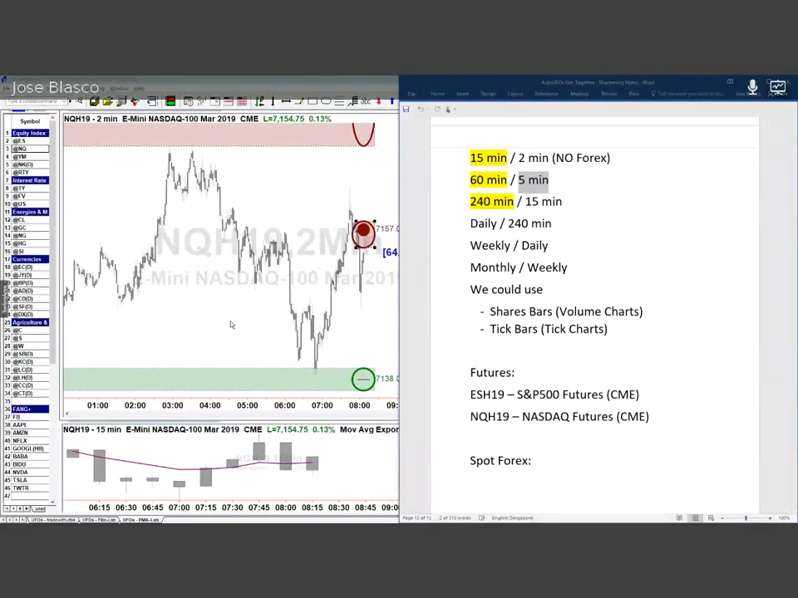And then it's okay to use the 2-minute time frames. But if you use spot Forex, maybe I should add the word spot Forex here, okay? If you use spot Forex, that's when I made that recommendation, okay?